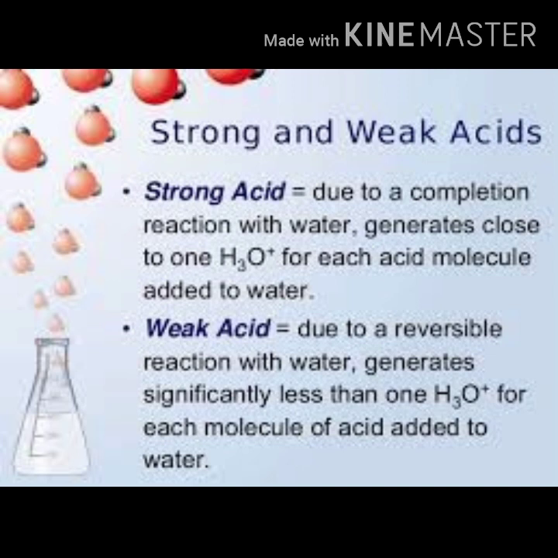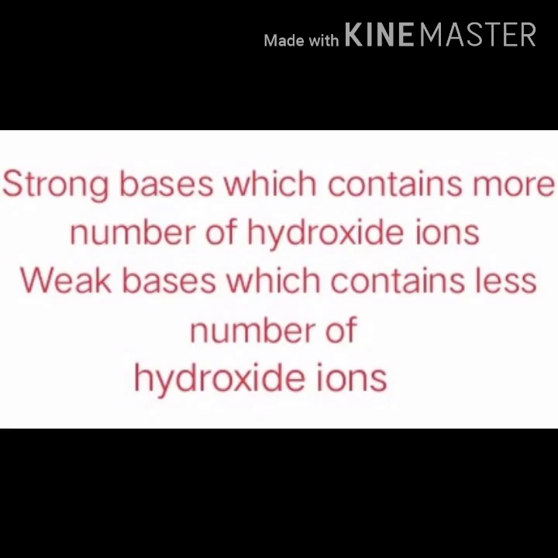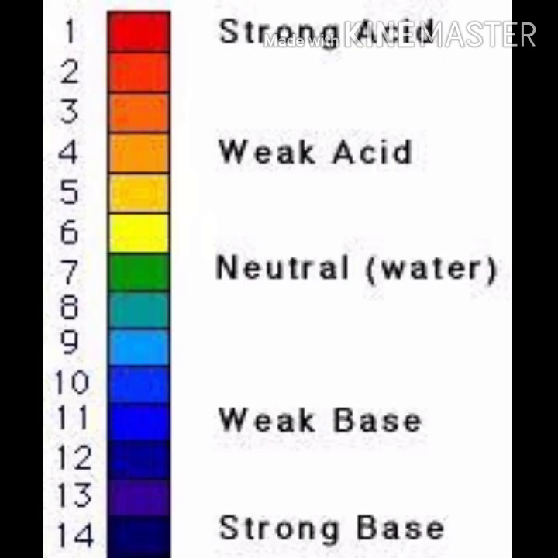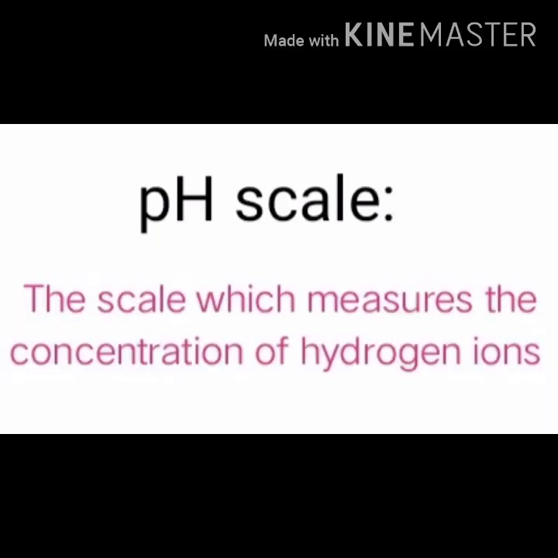Strong acids are nothing but the acids which contain more hydrogen ions. Weak acids are nothing but the acids which contain less hydrogen ions. Strong bases contain more hydroxide ions. Weak bases contain a smaller number of hydroxide ions. This is the universal indicator which indicates strong acids, weak acids, neutral, weak bases, strong bases with the help of colors. pH scale: the scale which measures the concentration of hydrogen ions.